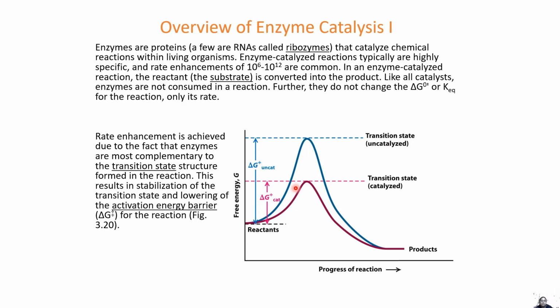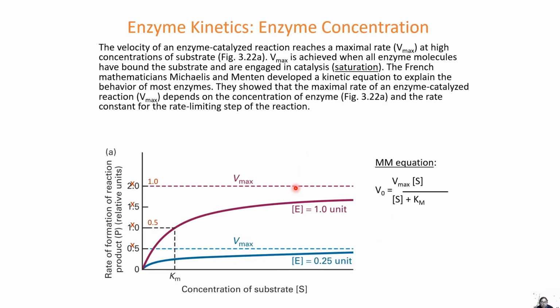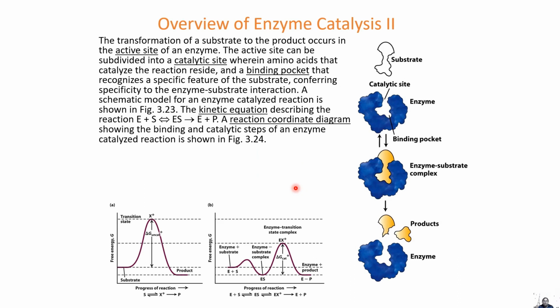So rate enhancement is achieved due to the fact that enzymes are most complementary to the transition state structure formed in the reactions. This results in stabilization of the transition state and lowering of the activation energy barrier. The transformation of a substrate to the product occurs in the active site of an enzyme. Now the active site can be subdivided into a catalytic site, wherein amino acids that catalyze the reaction reside, and a binding pocket that recognizes specific features of the substrate, conferring specificity to the enzyme substrate interaction.